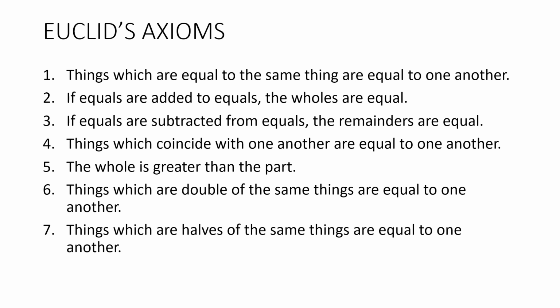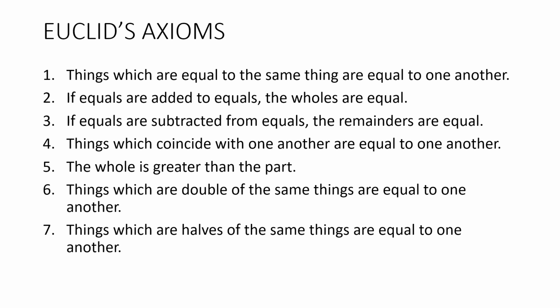The first axiom says that things which are equal to the same thing are equal to one another. Second axiom, if equals are added to equals, the wholes are equal. All these axioms are very obvious, so we just have to remember the statements. Third, if equals are subtracted from equals, the remainders are equal. Fourth axiom, things which coincide with one another are equal to one another.